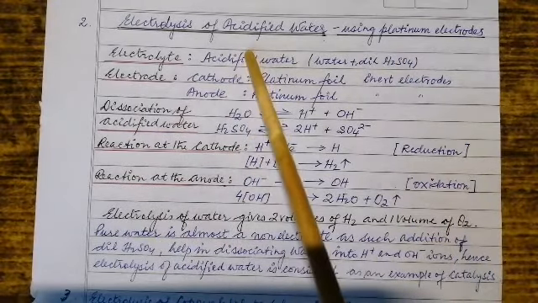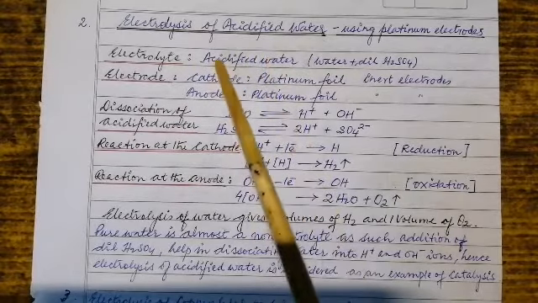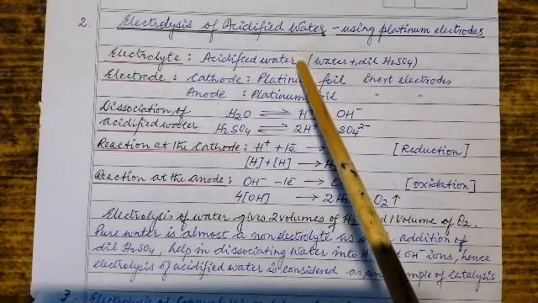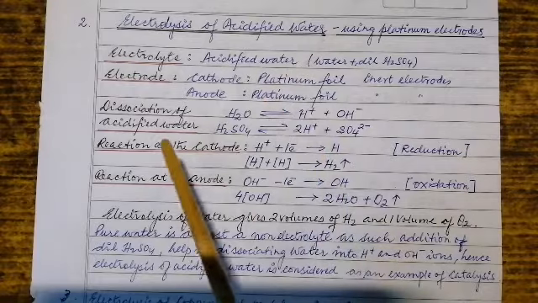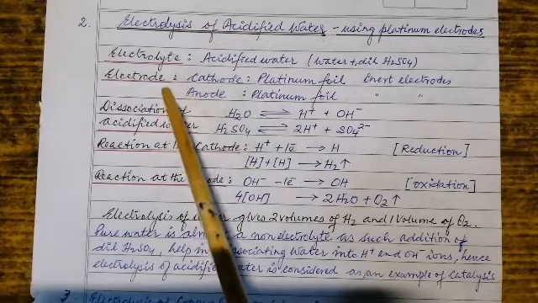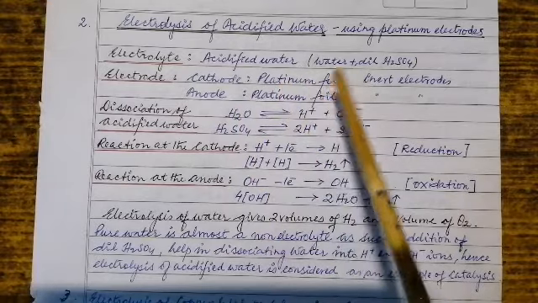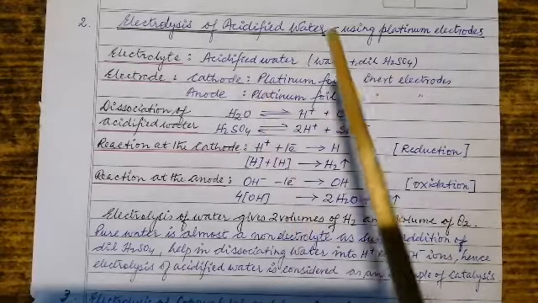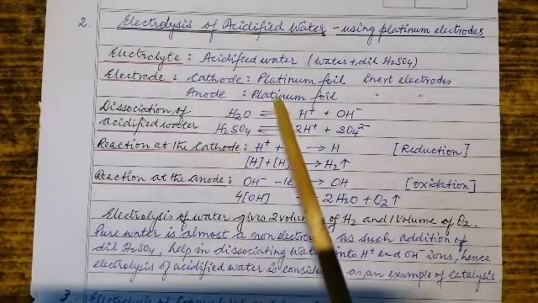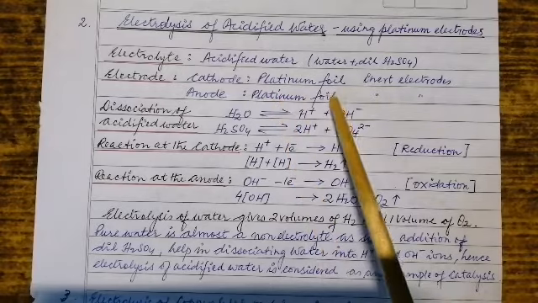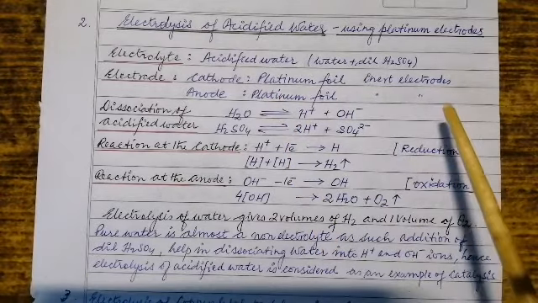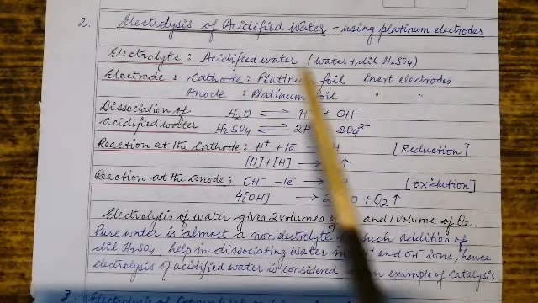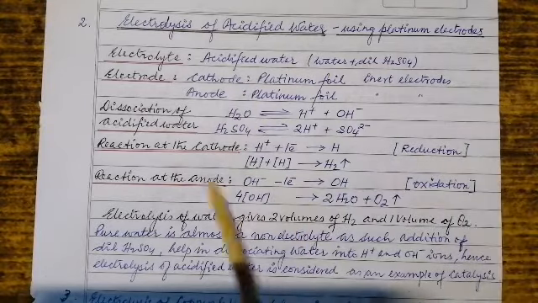Now, why didn't you choose pure water, or let's say ordinary water? Because pure water is a poor conductor of electricity, is a non-electrolyte. Now the electrode, cathode, is the platinum foil which is connected by copper wire to the negative terminal of the battery. Anode is also a platinum foil, which is an inert electrode. That means it does not take part in the chemical reaction, connected to the positive terminal of the battery.